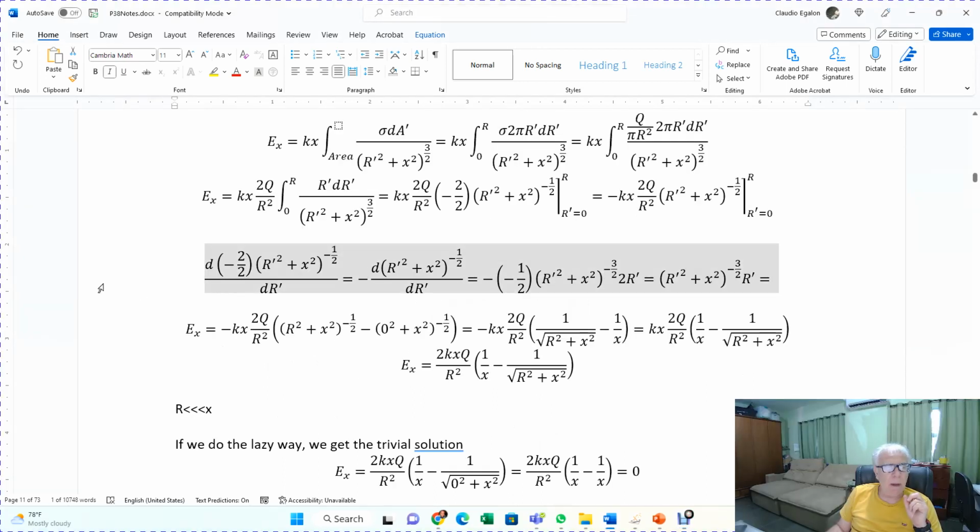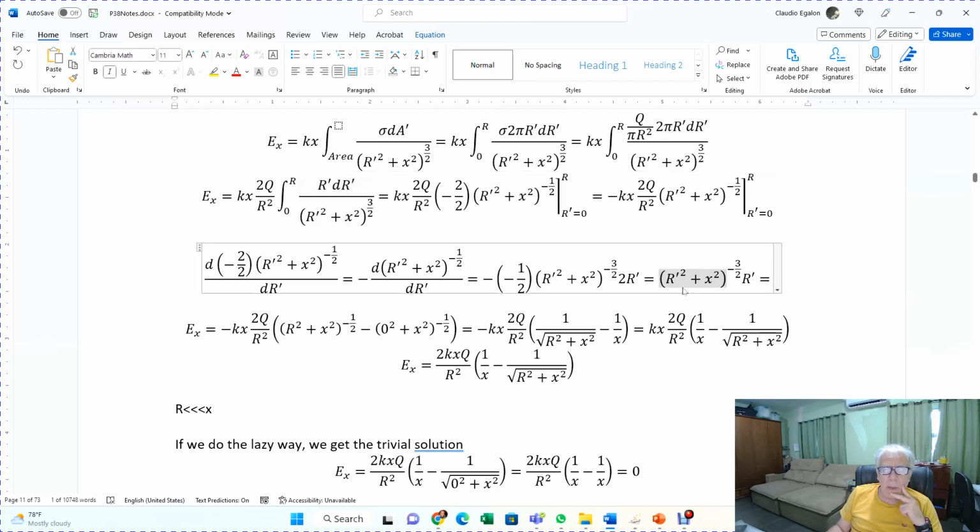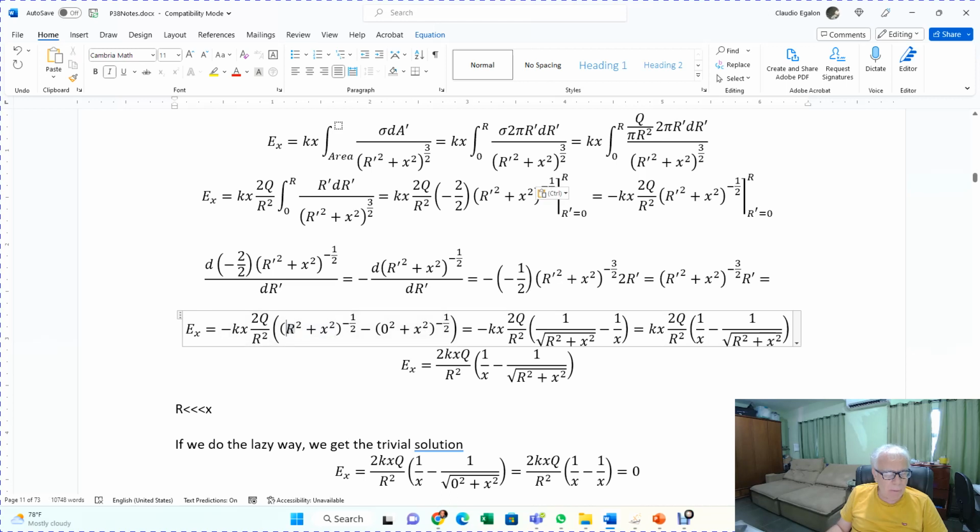What is this line all about? This line here is just to confirm that the differential of this term that you see here with respect to r prime ends up being my integrand. That's what it's all about, okay? And indeed it is, right? r prime squared plus x squared raised to the minus 3/2 power. So when we apply those limits, we go to this line right here. Here for r prime equal to R, here for r prime equal to 0.